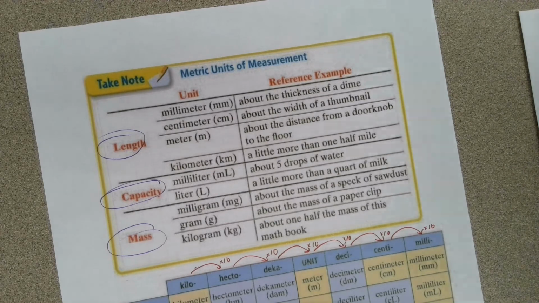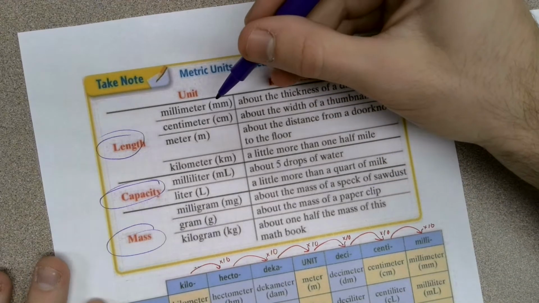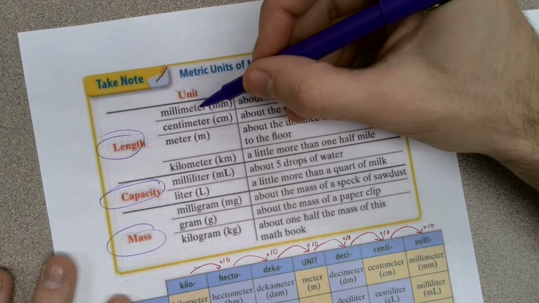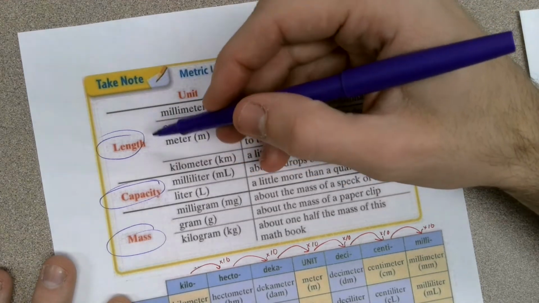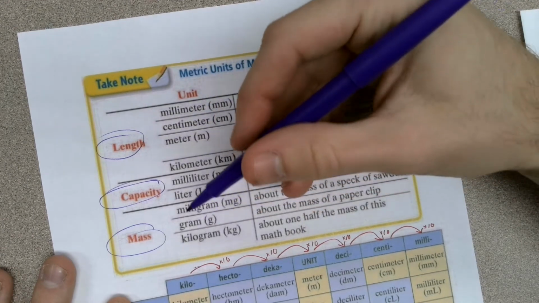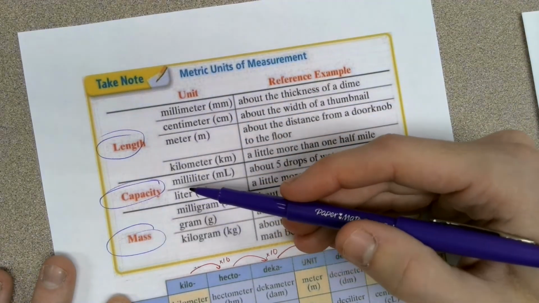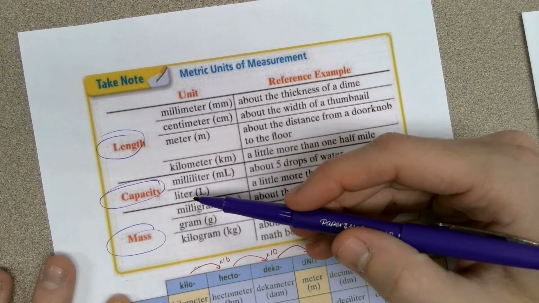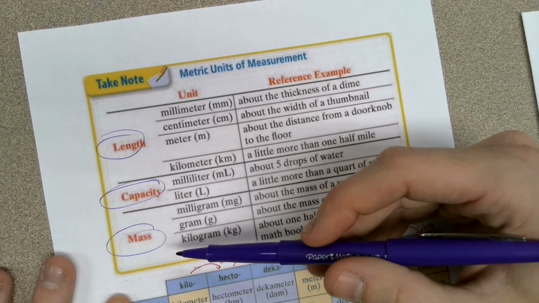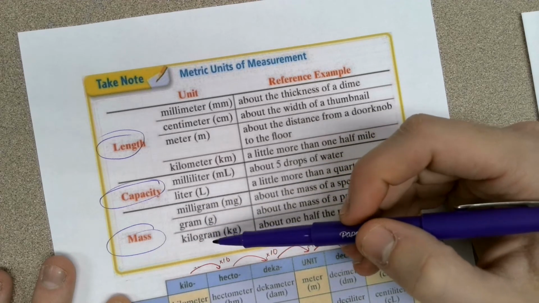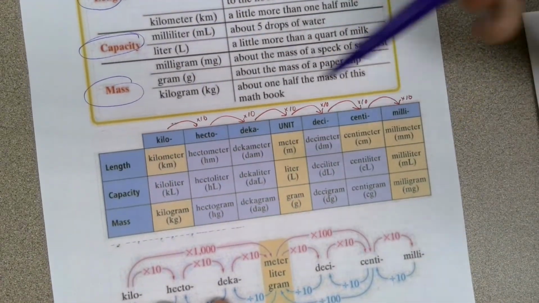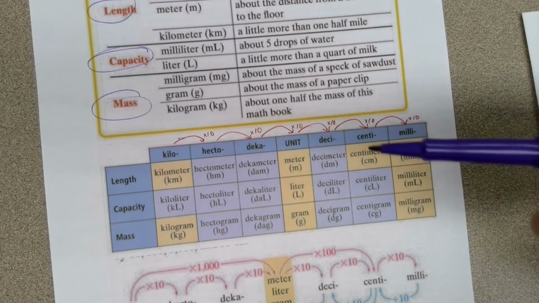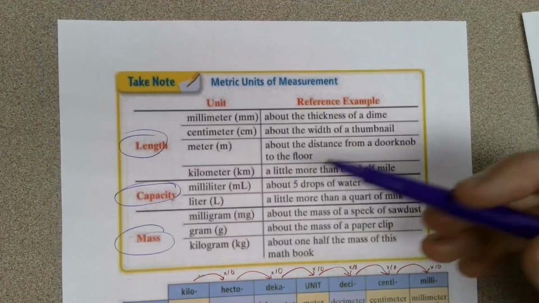And within those, they've kind of laid out some key units. So right here in our length, we have our millimeters, centimeters, meters, and kilometers. I decided those are the four that we need to know the most. Capacity, we have milliliters and liters. And mass, we have milligram, gram, kilogram. There's a lot more than that. I have them all listed here. We'll talk about that a little bit later. Not super important for you to know that. These are the ones that we want to know.